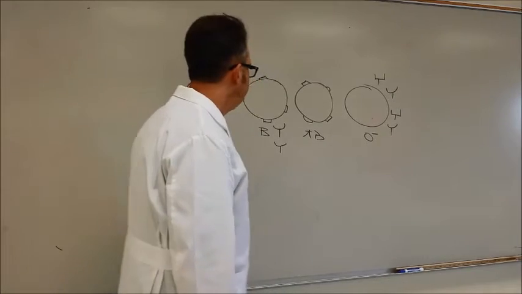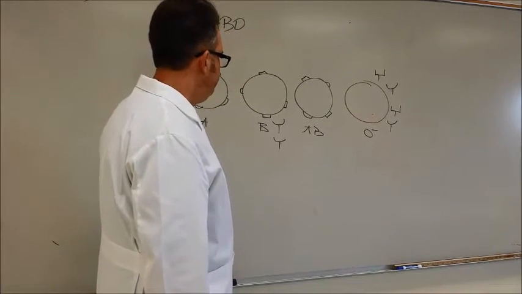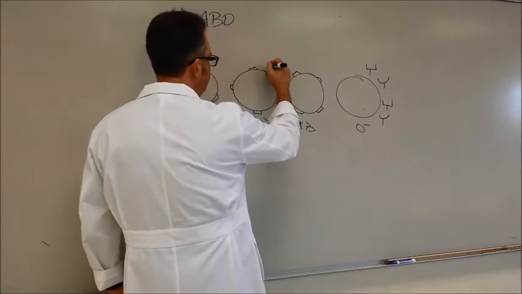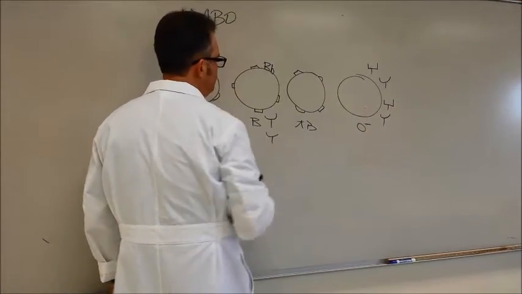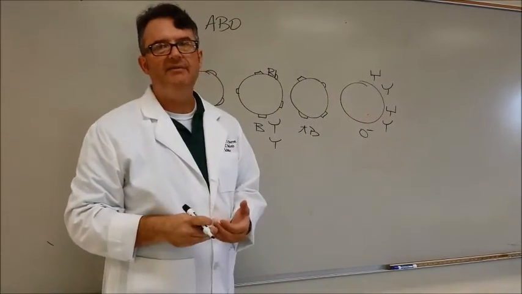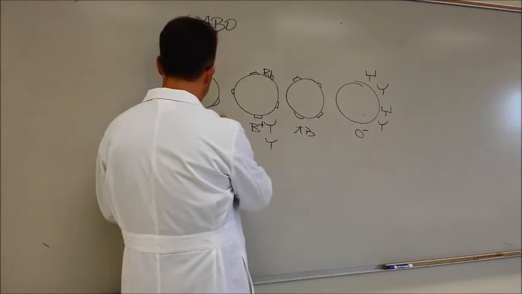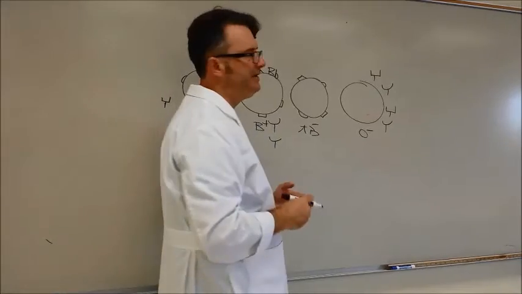There's another issue. Let's do B. Some people's cells have an RH factor on them, and that makes them positive. If the other ones don't have it, then they're called negative.